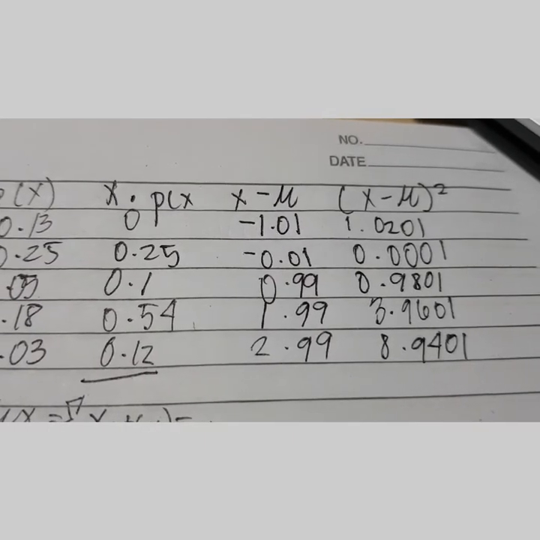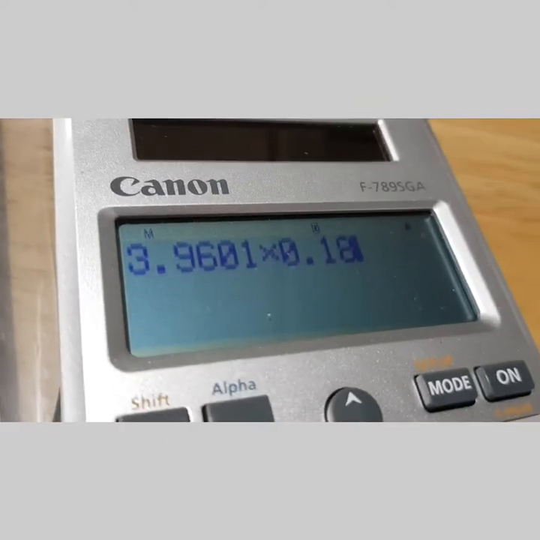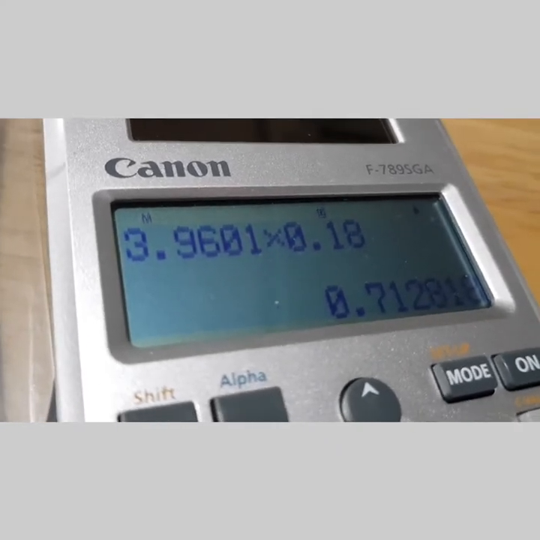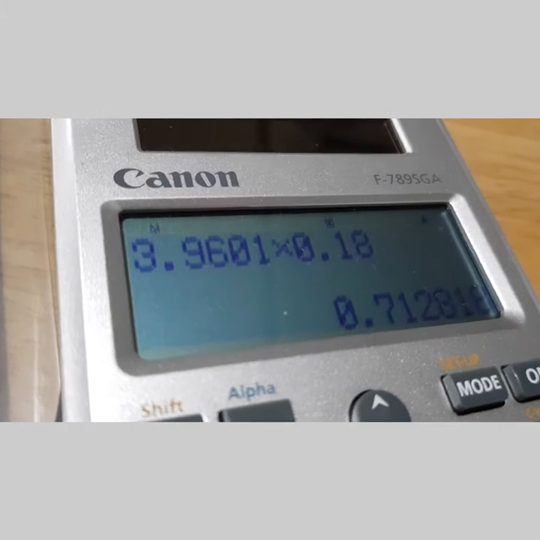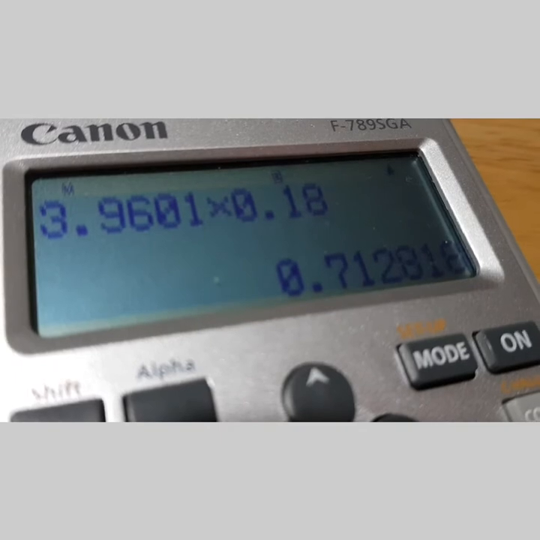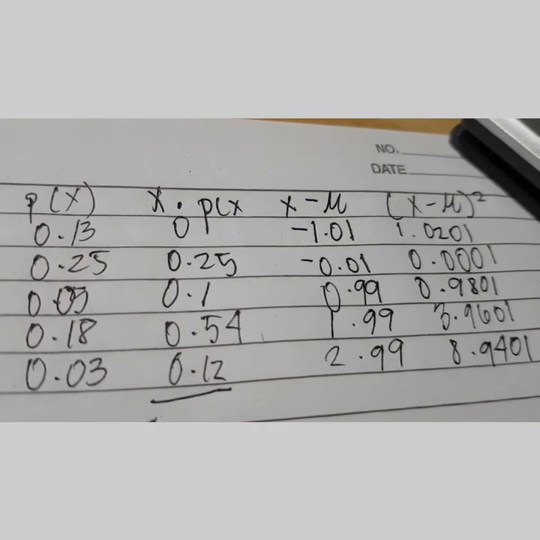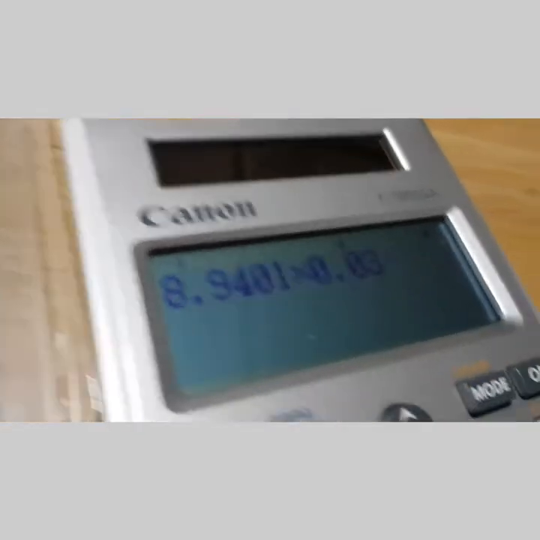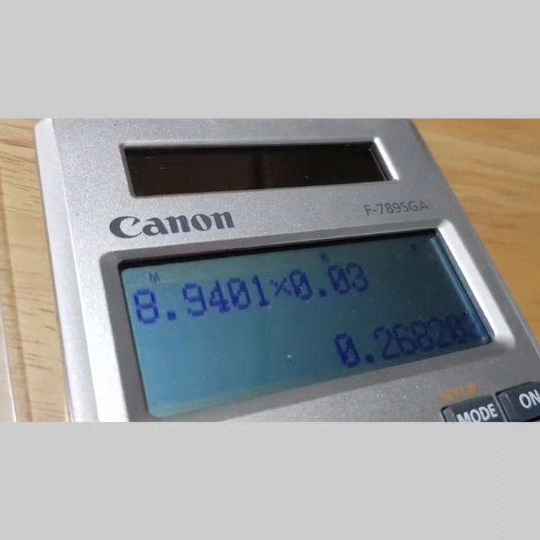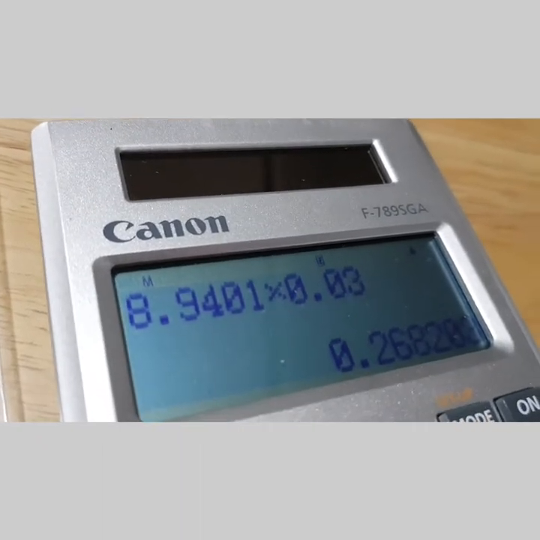3.9601 times 0.18 equals to 0.71281. 4 digits after decimal point, 0.7028. 8.9401 times 0.03 equals to 0.2682. 4 digits after decimal point, 0.2682.